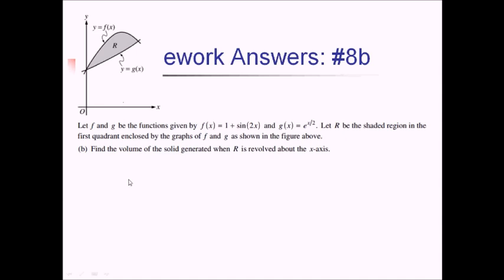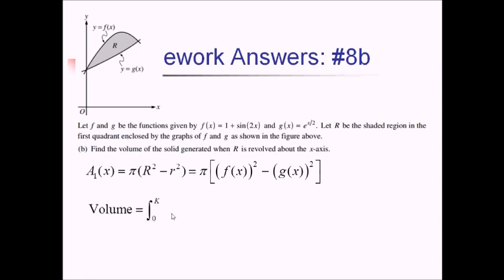So I'm going to do A of x equals pi times big R minus little r, and both of those are being squared. For my big R, that's how far my outer part of my region is from the x-axis. So that's just going to be the f function, and I'm going to have to square that. For little r, that's this inner function here. That's the g function being squared now and subtracted. And let me put all this in the calculator. So this is going to be the integral from 0 to k of A1 of x dx.